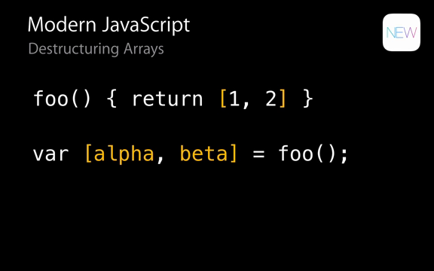Now, my function that's returning two results that maybe didn't make sense as an array, but it was what I could use to return multiple things at once, I can now save those into the alpha and beta variables right there in one line. And this might look like an array, but when it's on the left side, we're dealing with the destructuring syntax.